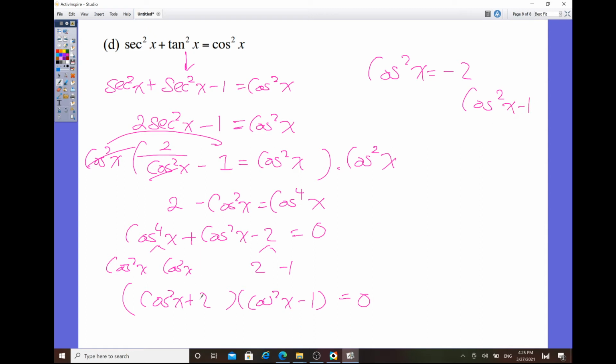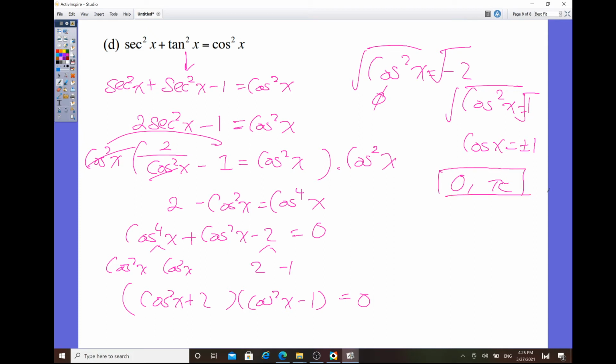So we got cosine square of x equals negative 2, and cosine square of x equals 1. So square root both sides. Well, this one cannot be an imaginary solution, so that means no solution for the first factor. For the second factor, square root both sides, so cosine of x equals plus minus 1. That means it could be 0, pi. Again, 2 pi is not included, so it's just 0 and pi for that.